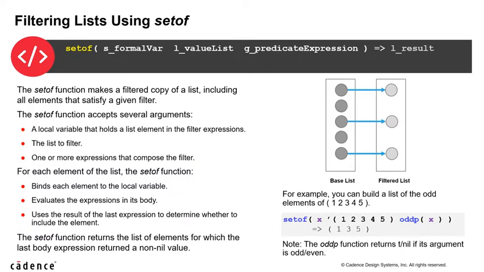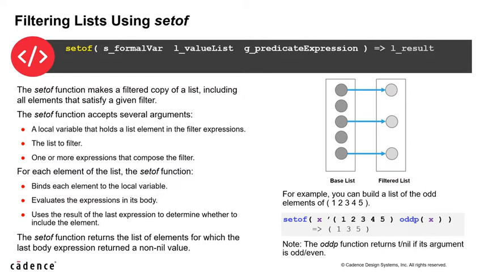And then for each element of the list, again, this is like a loop, the setof function will bind each element to the local variable, so each element of the list. Evaluate the expressions in its body. So there could be some expressions prior to the last expression to do some, say, calculations or lookup or whatever you would need to do. And then the last expression it uses to determine whether or not to include that element. So that last expression is essentially the filter.